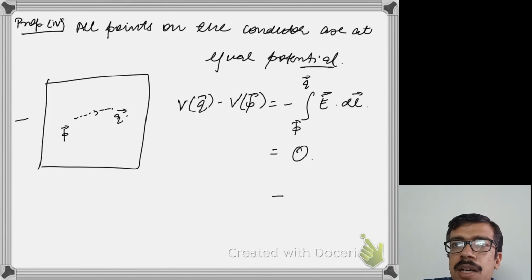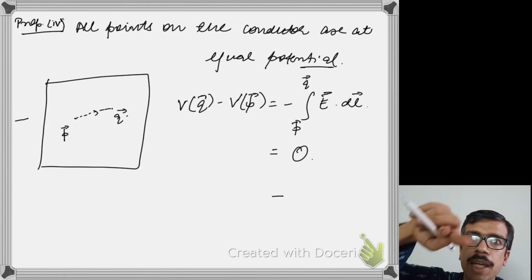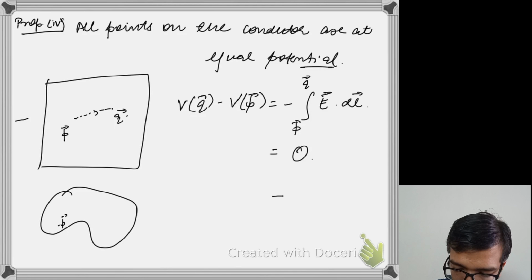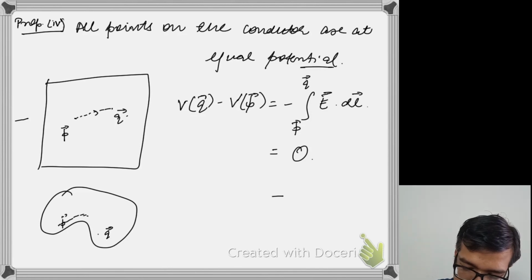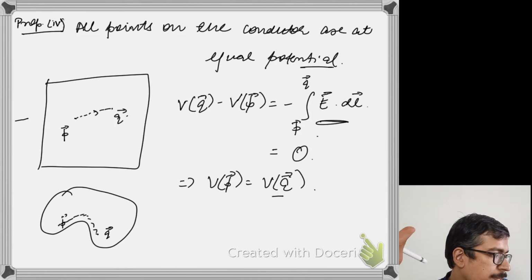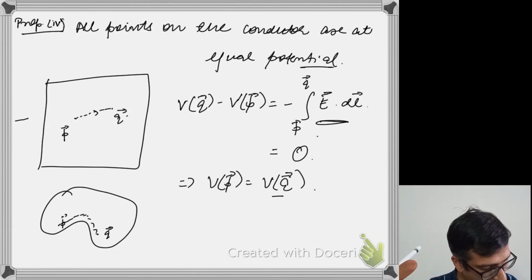In general, even if the direct line joining them is not part of the conductor, then you can take some path. Let's say your conductor was something like this, and your points P and Q were here and here. Then you cannot take the straight line path, because that will go outside the conductor. So you can take a curved path. But again, you can apply the same integral of E dot dl logic to say that Vp minus Vq must be 0, or in other words, the potential at P must be equal to the potential at Q. And this is true for any two arbitrary points. So all points inside the conductor have the same potential. Now let us look at property 5.